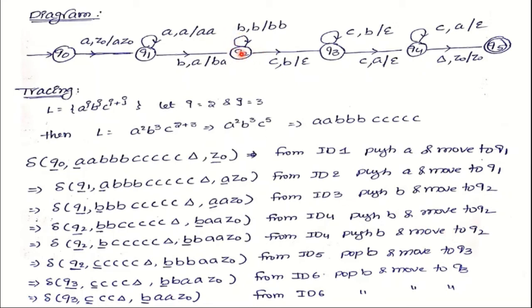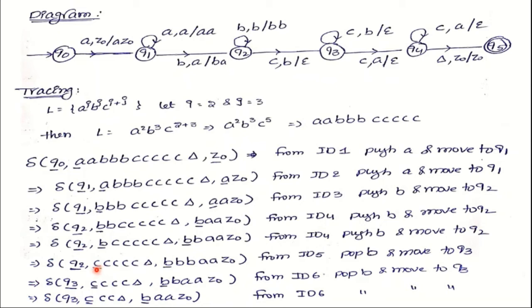So in state q2, next symbol is also b. So from q2, input is b, top of the stack is b, then perform push operation, that is this one. Current state is q2, input is b, top of the stack is b. So perform push operation and then go to same state. So now current state is q2 and input is c. So 3 b's are already pushed into the stack, that's why remaining input is 5 c's.